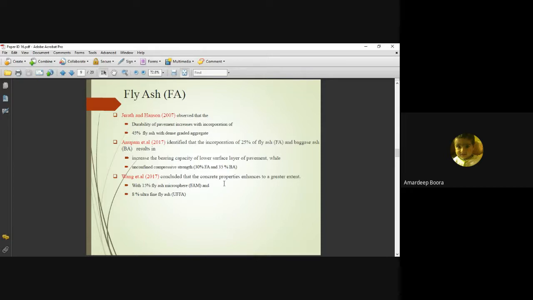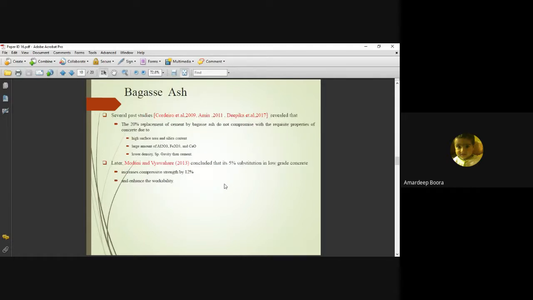Okay, and the 8% ultrafine fly ash also. Okay, so these were used. He suggested we can utilize this, which will result in the improvement in the strength of the concrete. Okay, so thereafter the bagasse, which I want to discuss over here.